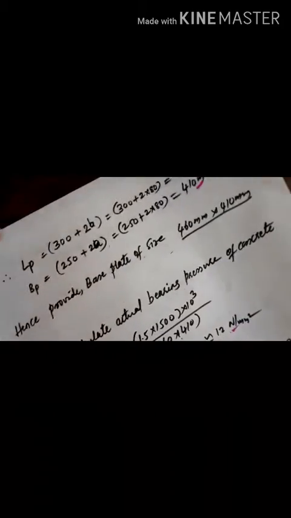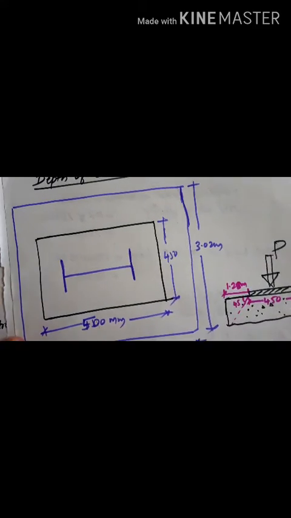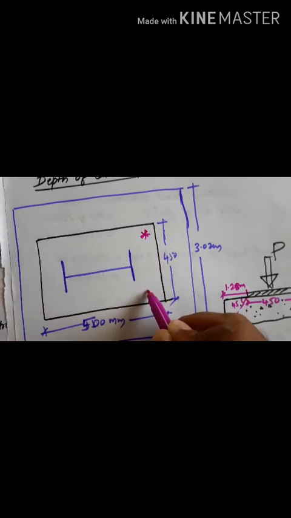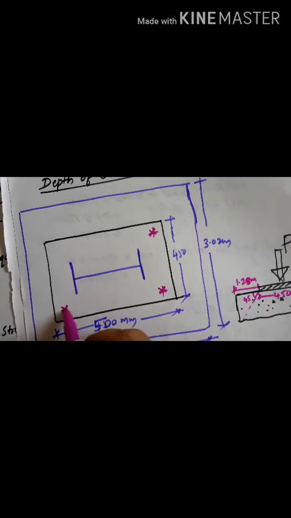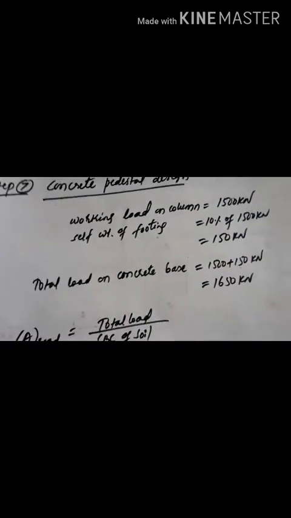Okay. After this one, next is concrete pedestal design. So here, as I said, 4 number of anchor bolts to be provided here. Here 1, 2, 3, 4. These are the 4 number of anchor bolts. Then you have to design the concrete pedestal.